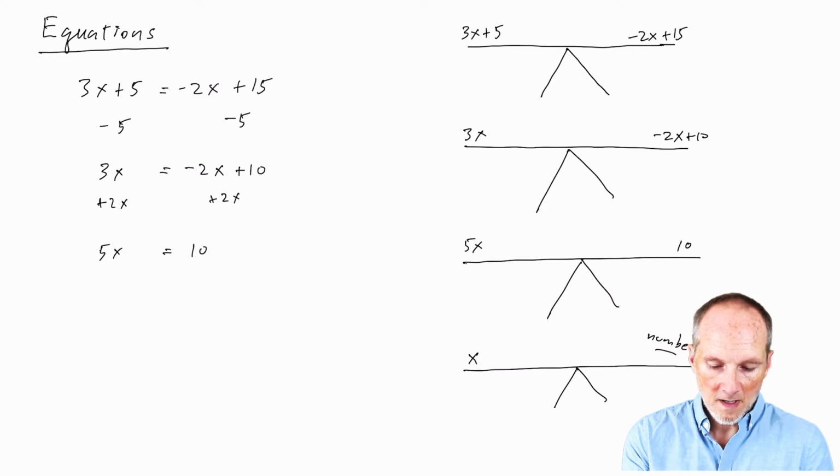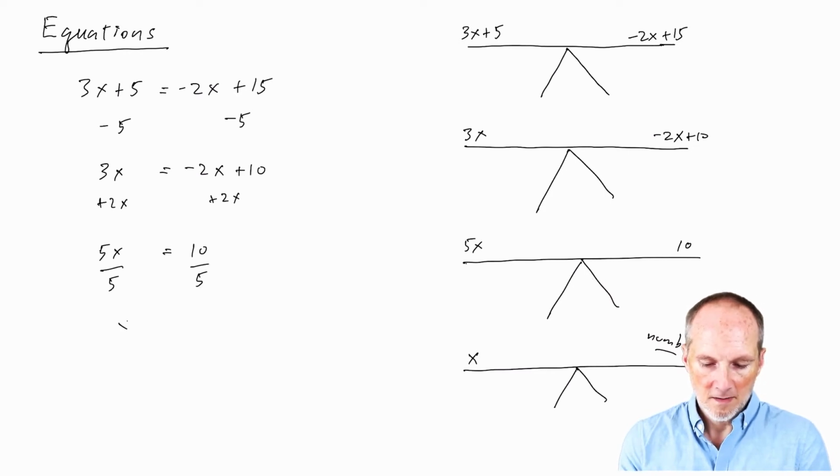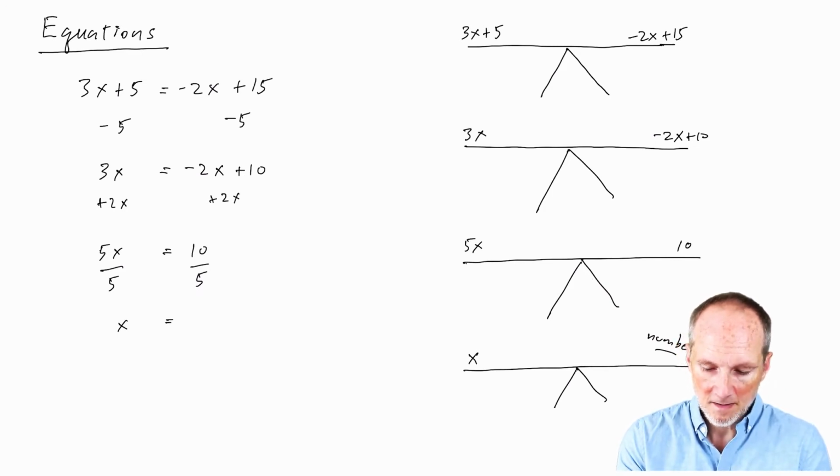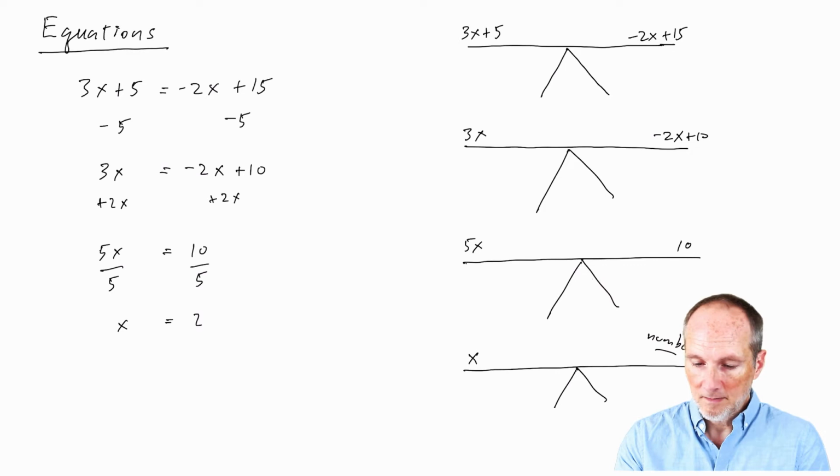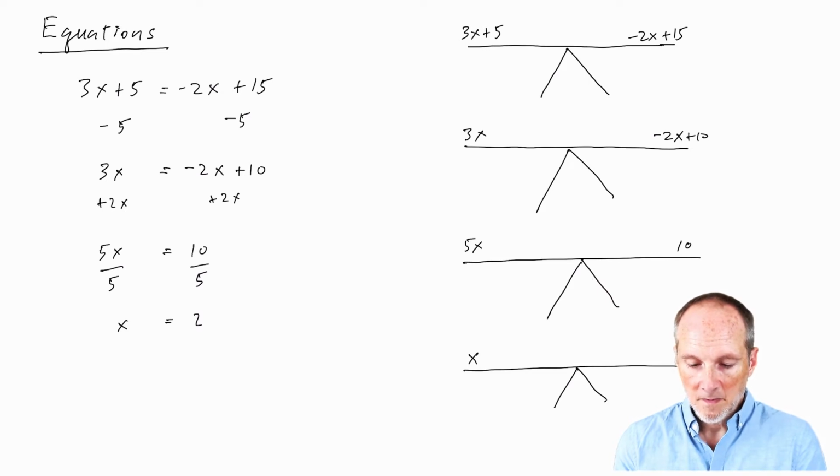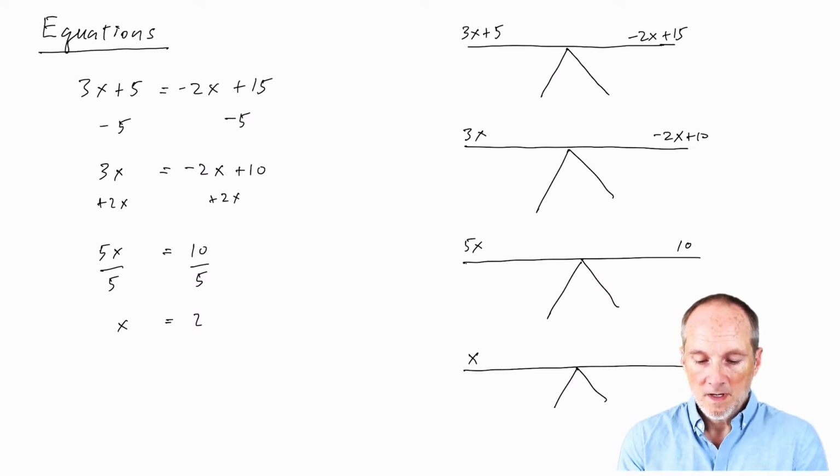And then I divide each side by 5. The 5's cancel out, and I get x by itself on one side. That equals 2. And that is the mystery number. We've solved the equation. Okay. So that's one equation in one unknown.